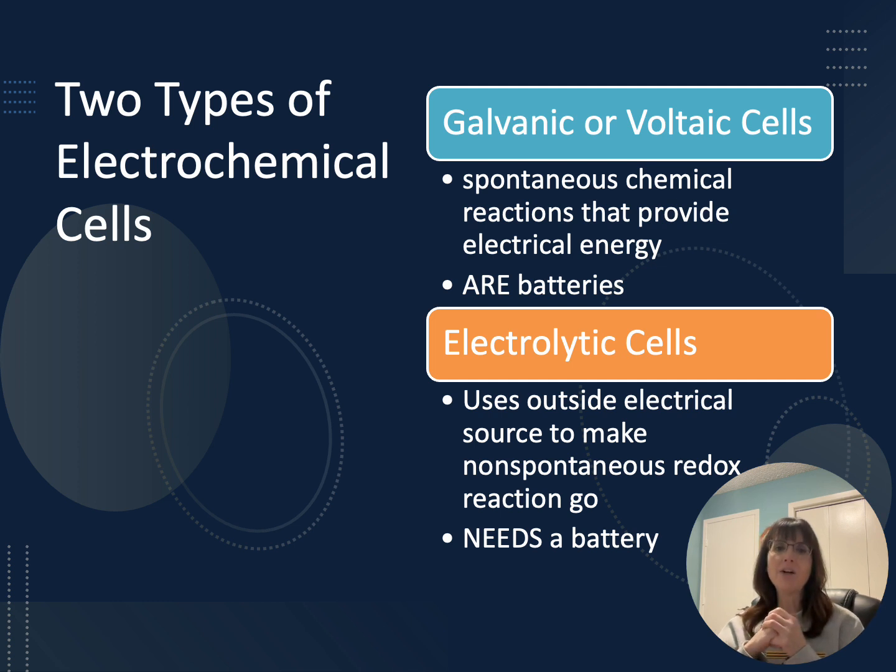There is something called an electrolytic cell. Now, this is where you have to use an outside electrical energy source to make a non-spontaneous reaction go. So while galvanic or voltaic cells are batteries, electrolytic cells need a battery. And there's your difference.